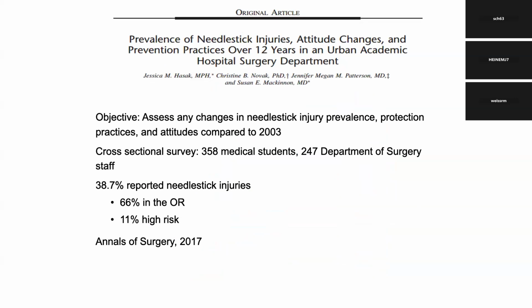This was an interesting study done over 12 years, looking at changes in needle stick prevalence as well as protection practices and attitudes compared to 20 years before this study was done. First, it was a study done mostly in medical students, but some surgery staff, and 40% in this group experienced injuries, mostly in the OR.